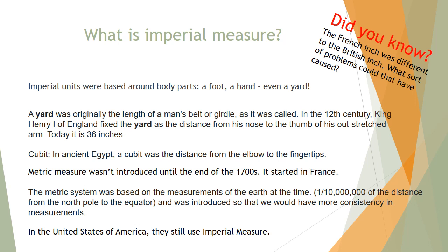And that was introduced so that we would have more consistency in measurements. The French inch, which was another imperial unit of measure at the time, was different to the British inch. Can you imagine the problems that would have caused? All sorts. So it was really important that they established a consistent unit of measure.